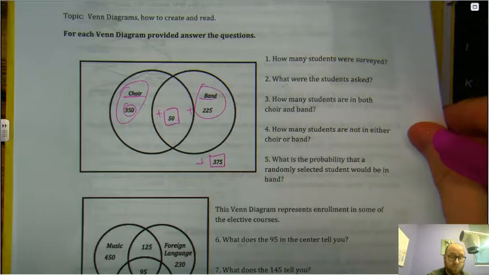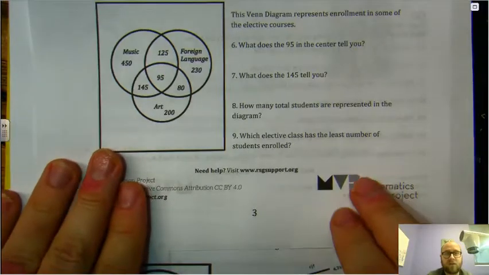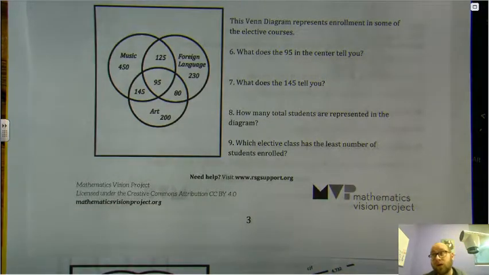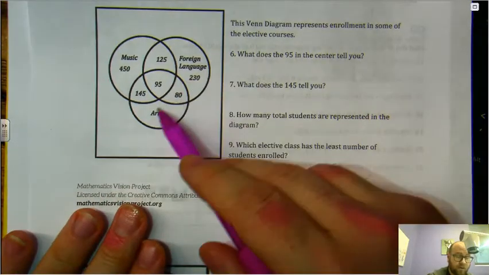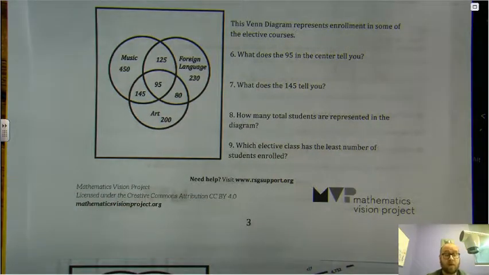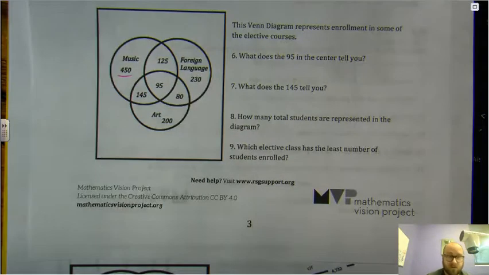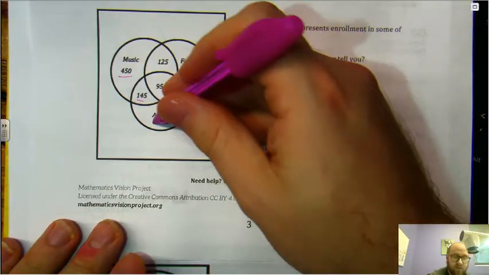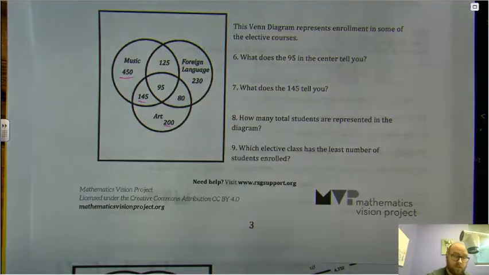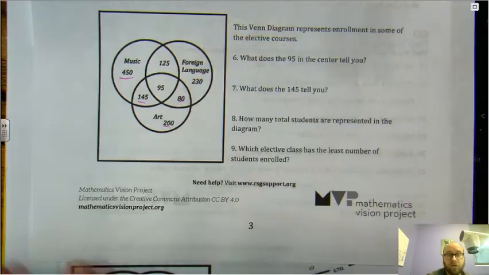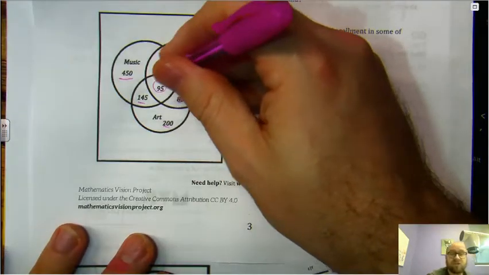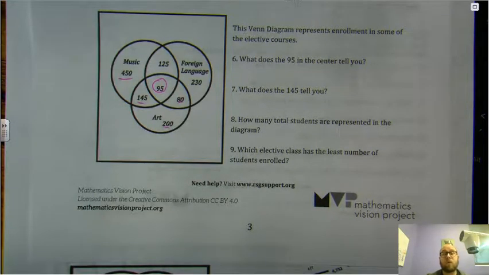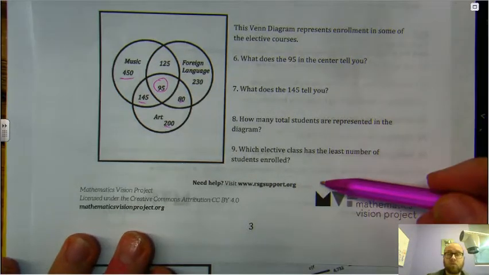When we look at the next one, we see that instead of two possible options, we are given three options. We're given music, foreign language, and art. And from this three-way Venn diagram, we can see the things that overlap. Okay? 450 would be exclusively music. 145 would be both music and art. 200 would be exclusively art. 80 would be both art and foreign language, etc. And in this case, we have that center of 95. That would be the group where all three circles are true at the same time. So 95 are in music, foreign language, and art at the same time. And so this is going to ask you questions about those.